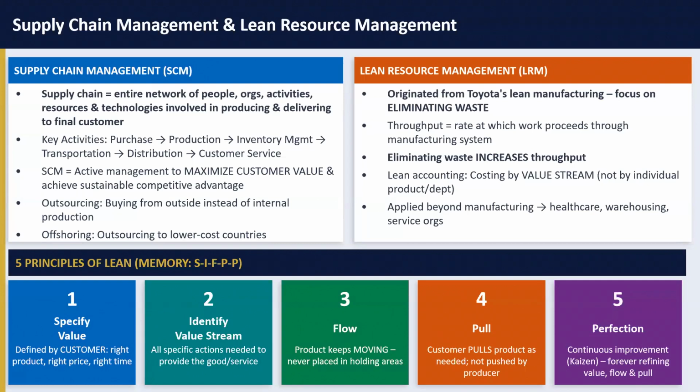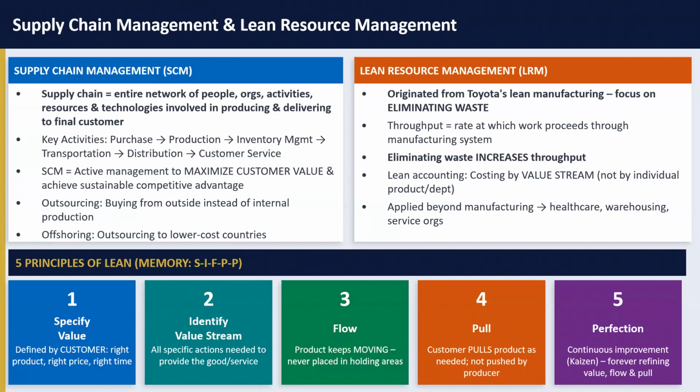Now, why is it important for us to manage our supply chain? Because when you look at it carefully, it involves all the costs which you are consuming for a product. So you should focus on eliminating non-value adding costs and focus on improving efficiency. The key activities that we need to observe in a supply chain are purchase, production, inventory management, transportation, distribution, and customer service. These are the key activities.